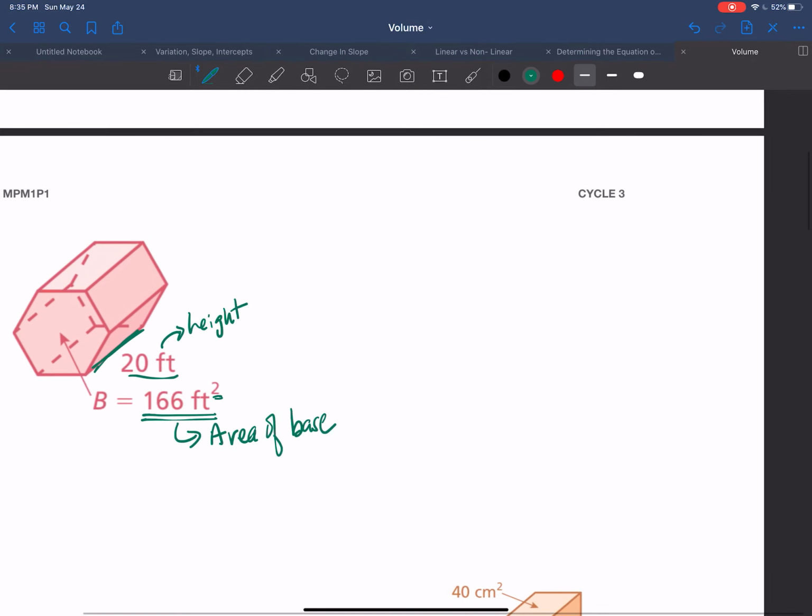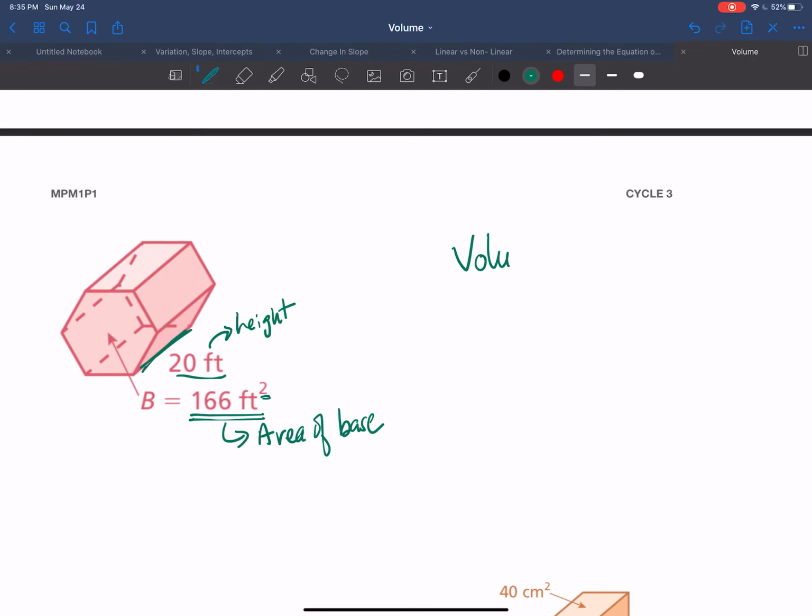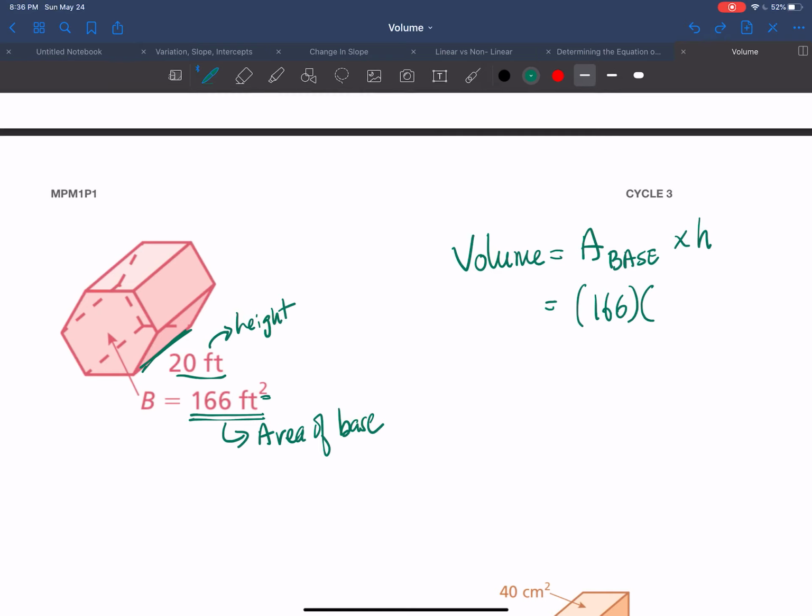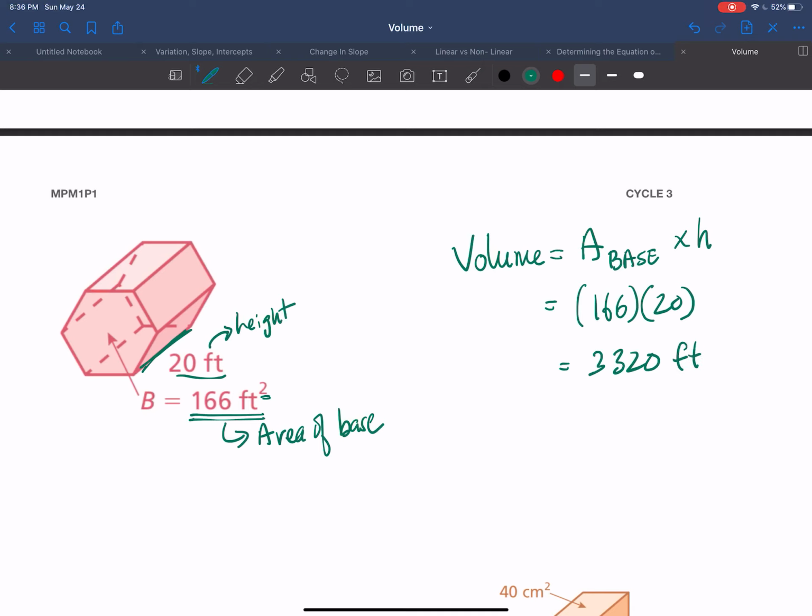So when I'm finding the volume here, since we know it's the area of the base times the height, if the area of the base is 166, it's already given to me in the question, and the height is 20. We just have to multiply those two things to get 3,320 cubic feet or feet cubed. Either one doesn't matter.